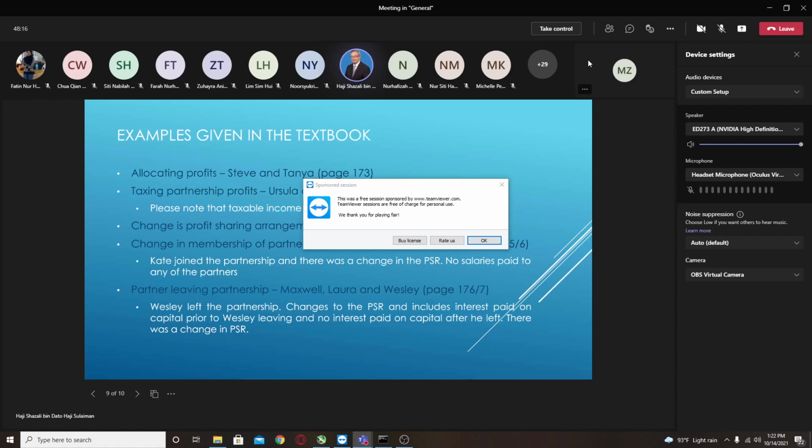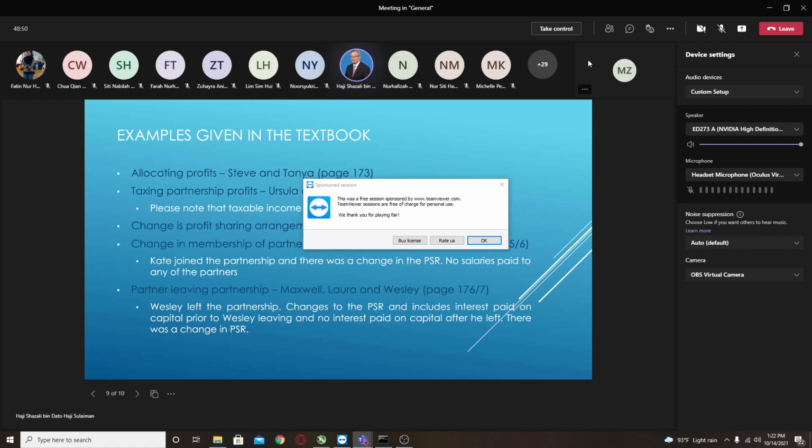So as you can see from the examples, it's important for you to read the question properly, and look at what the changes are during the year in terms of profit share and salaries for the first part. The second part, whether there are changes in the partnership. Has someone been admitted as a partner? Has someone been removed as a partner or retired as a partner?